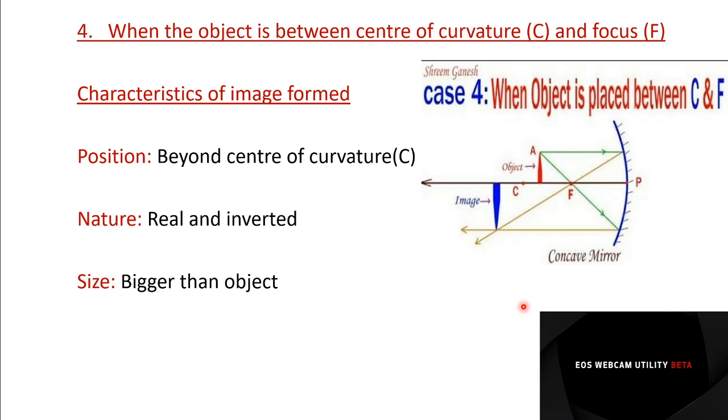So now we will see the characteristics of the image. Position of the image: beyond center of curvature. Do you see this is beyond? Beyond center of curvature. It is real and inverted in nature, and by looking from here you can make out the image is bigger than the object.